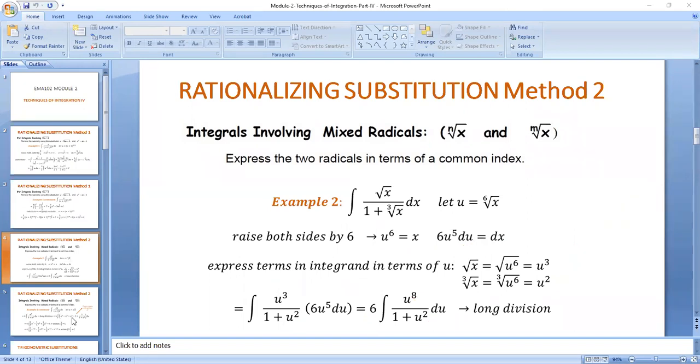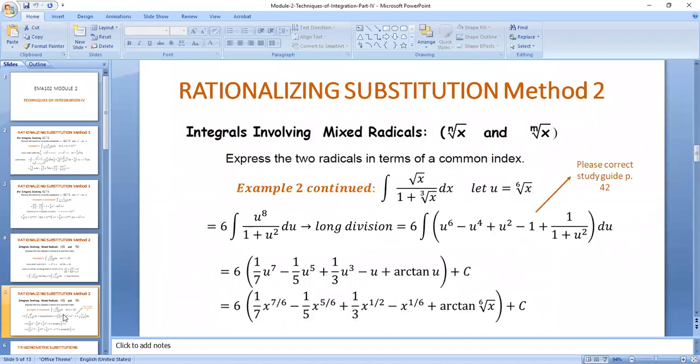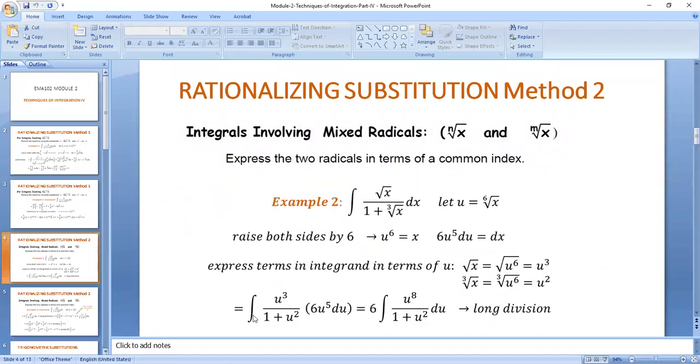So here. Remember, this is now our expression. We need to do long division. Let me check if the long division is shown here. It's not, so this is what we'll do. I'll show the long division here. So you will have u raised to 8 divided by u squared plus 1. I'll just interchange. That way you'll know what I need to place here.